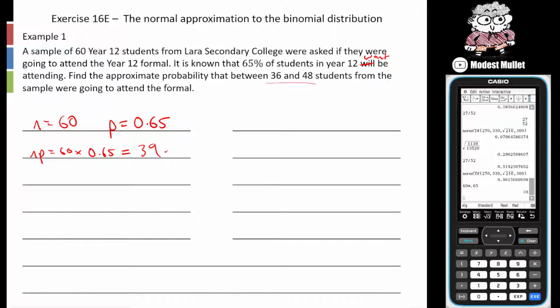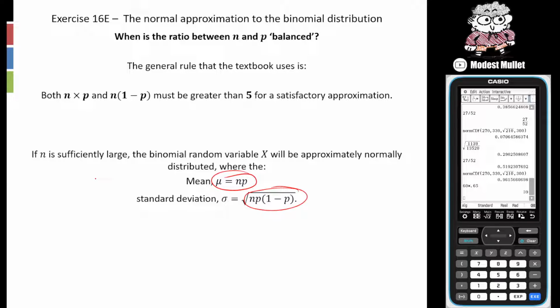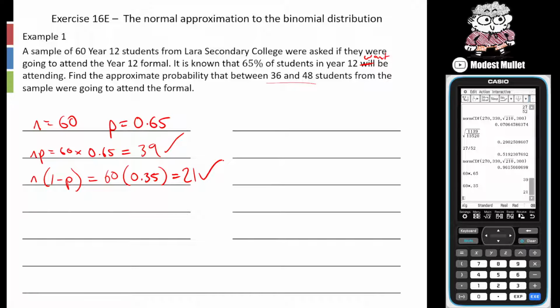So we meet that requirement, tick, and then we're going to do n by 1 minus p. Let me make sure I've got that right. The check, yes, n by 1 minus p. Okay, we've got 60 times 0.35. That gives us 21, so also greater than 5. So yes, we can use this to estimate.